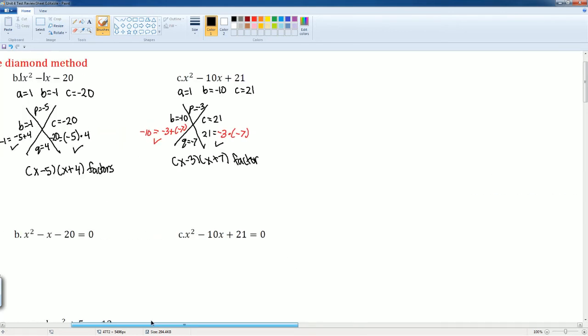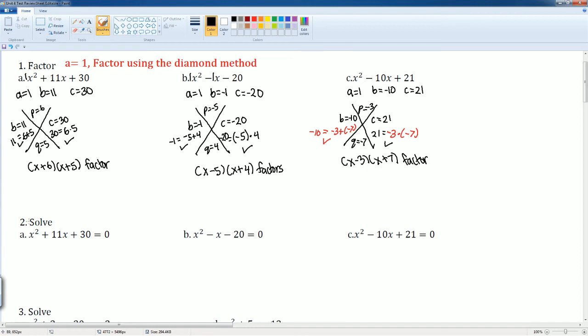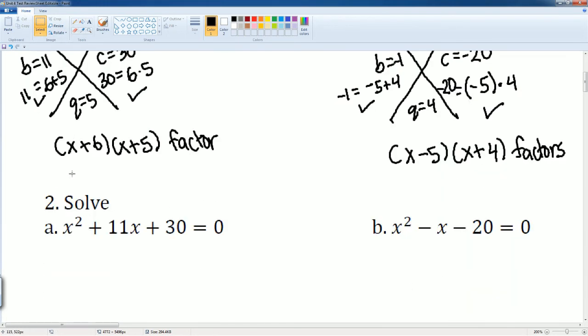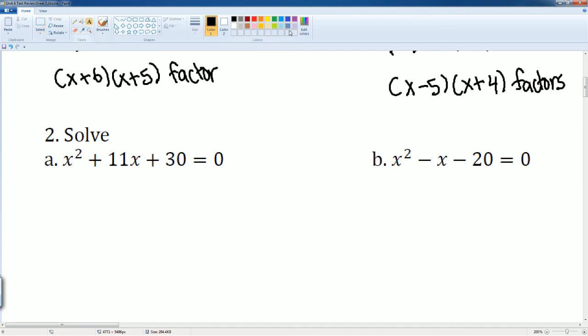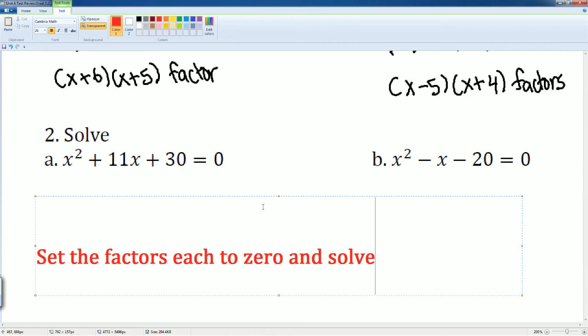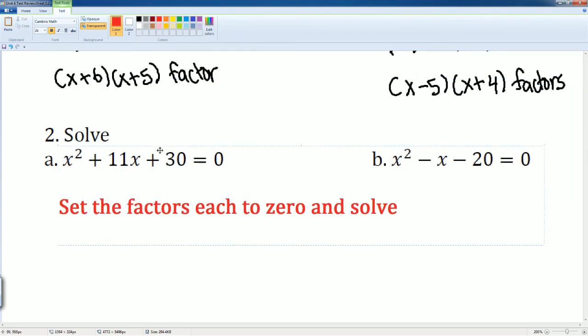Next problem is problem 2, A, B, and C. Notice these problems are exactly like number 1. They're the same ones, but it equals to 0, and we're asked to solve. While we can graph it, we notice that we already have the factors. So all we have to do is set the factors equal to 0. So that is the method that we are going to pick here.